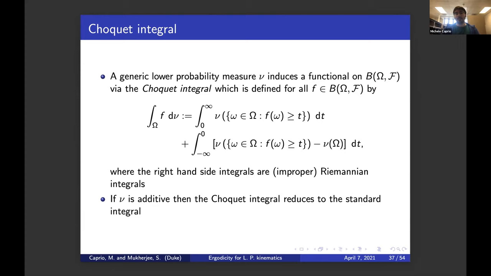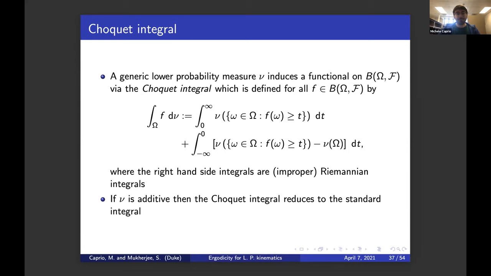So a generic lower probability measure induces a functional on the set of bounded functionals via a Choquet integral that is given by this sum right here. Basically, the integral of F with respect to a lower probability is given by a sum of two improper Riemann integrals. And if you try it yourself, you see that if instead of having nu here we had a mu, so a regular probability measure, then the Choquet integral reduces to the standard integral. Again, please, if you have any questions, don't hesitate to interrupt me.